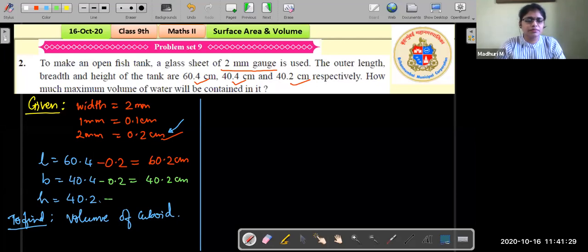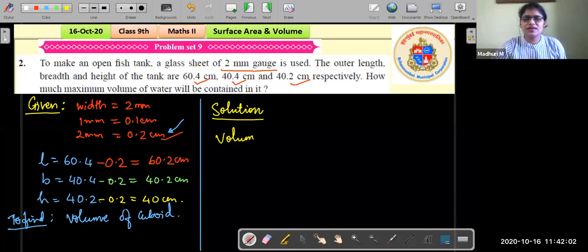And finally, what will be the height? Again, we need to subtract 0.2 because that is the thickness of the glass. The thickness of the glass will reduce the volume. So we are subtracting 0.2 from the length, breadth and height. So 40.2 minus 0.2 will give us 40 centimeters over here, right? And now you can find out the volume. So the solution part: we need to find the volume of the cuboidal structure.